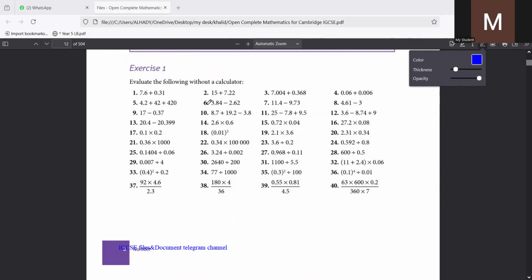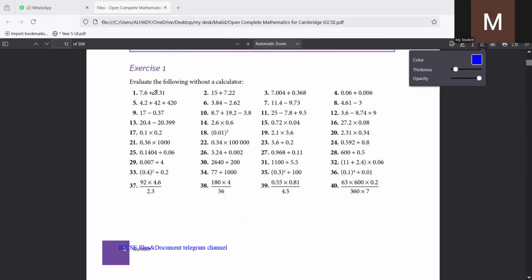The first question here is Exercise 1-1. We have numbers, addition of decimals. I just want you to keep one thing in mind all the time: whenever you add any two numbers and one of them contains a decimal point, it doesn't matter if both of them have a decimal point. In addition and subtraction, if one of them contains a decimal point, that is quite enough.